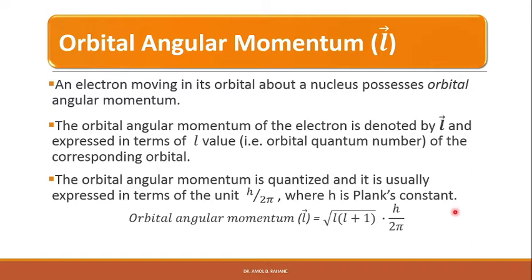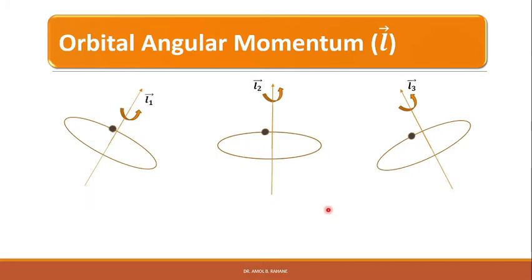So orbital angular momentum L vector is given by L vector = square root of l(l+1) times h upon 2 pi, where this l is the orbital quantum number. So it is expressed in terms of h upon 2 pi units and therefore we can write L vector = square root of l(l+1). In this equation, l is always 0 or positive, and so L vector can also be 0 or positive.